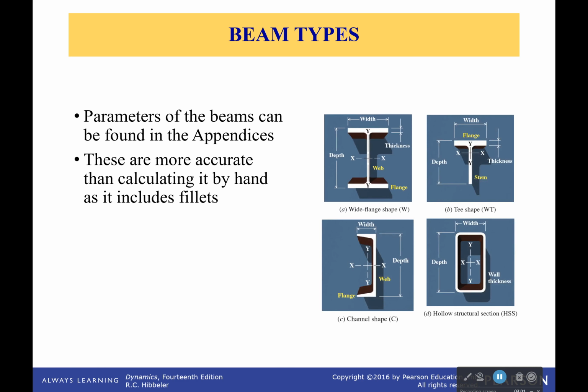Okay, but as I said, you can find parameters of these in the appendices. And it's much more accurate to do it using appendices because that will take into account all the fillets and rounded corners that you can't really see. You'd have to approximate it with triangles or rectangles when there's definitely some rounding in there.